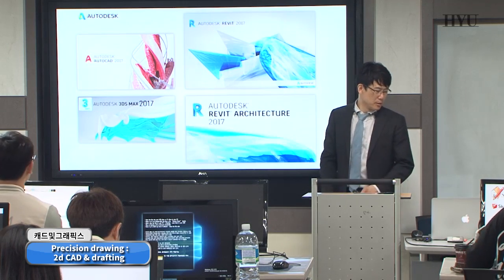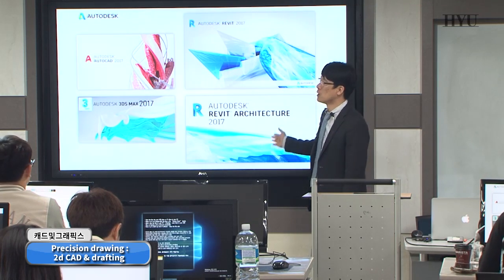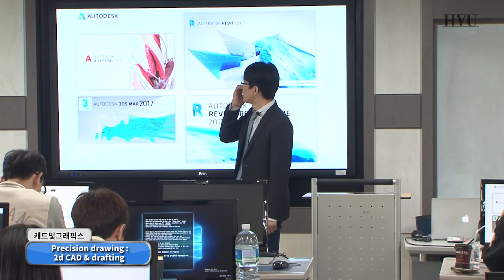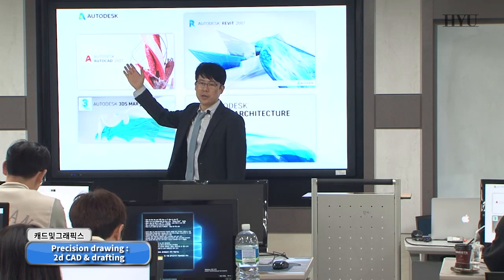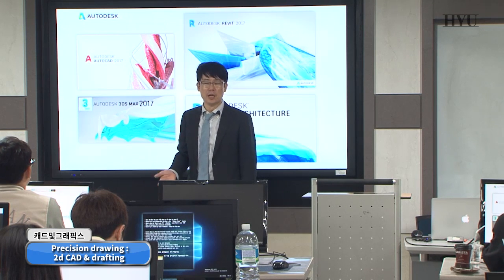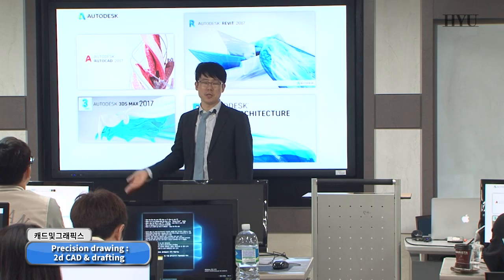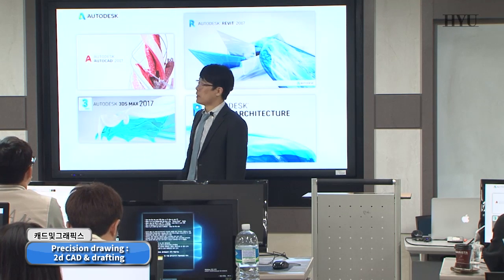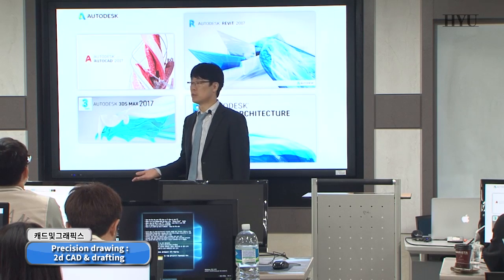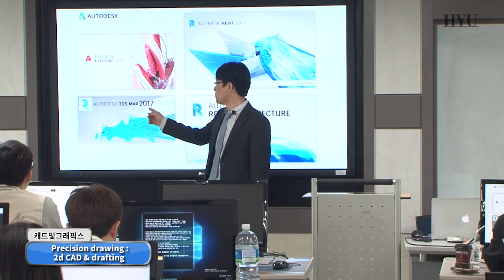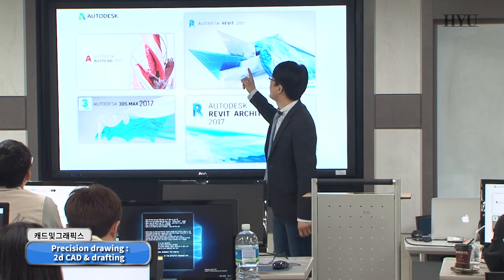How about the most up-to-date versions in Autodesk applications? AutoCAD 2017, I told you today, AutoCAD is not just a 2D drafting tool. It's one of the 3D surface-based modeling tools, okay? It's 3D tools. But anyway, very good for precision drawings. Anyway, AutoCAD 2017 is the latest version, 3D Max 2017, and Revit.